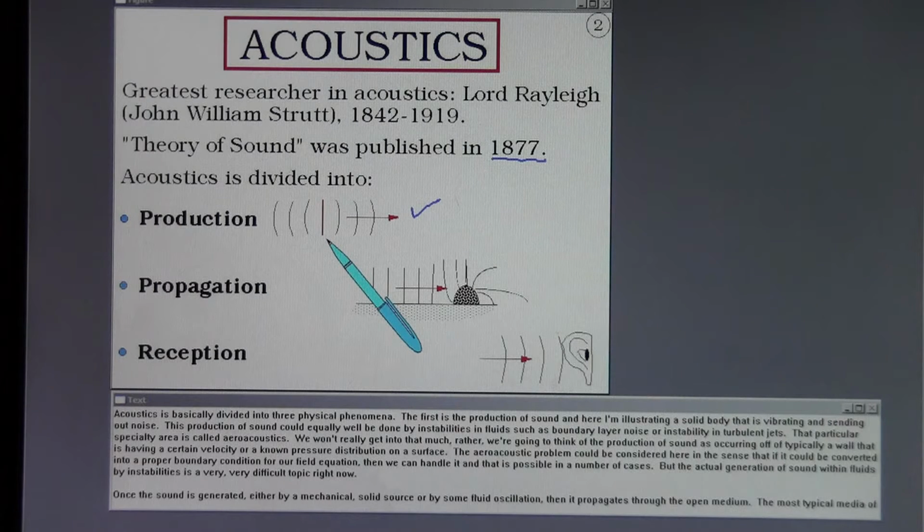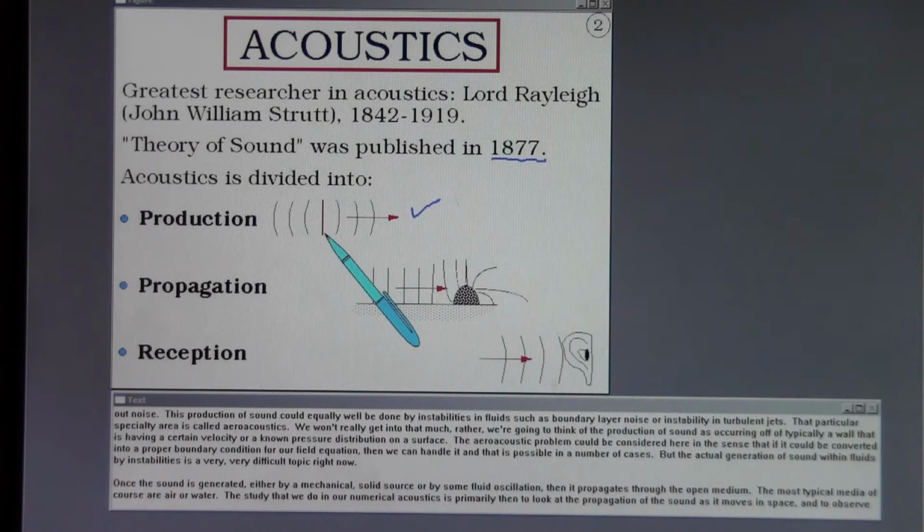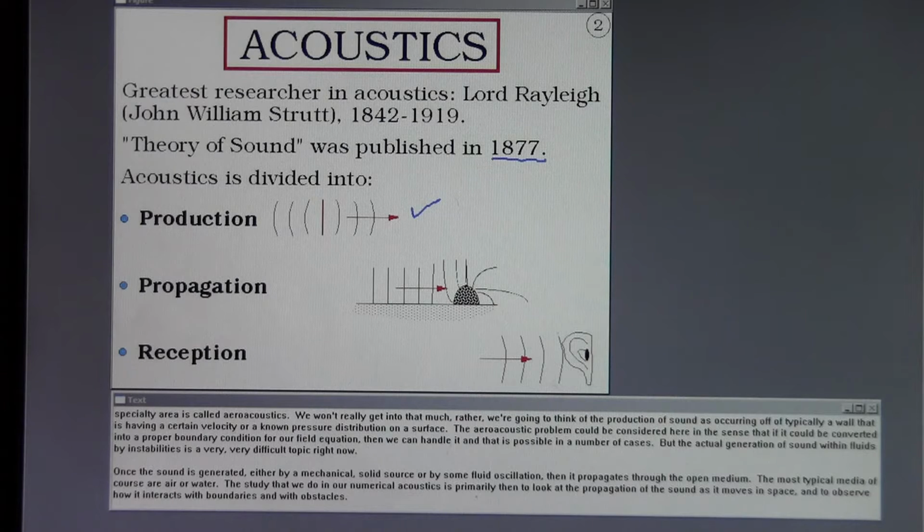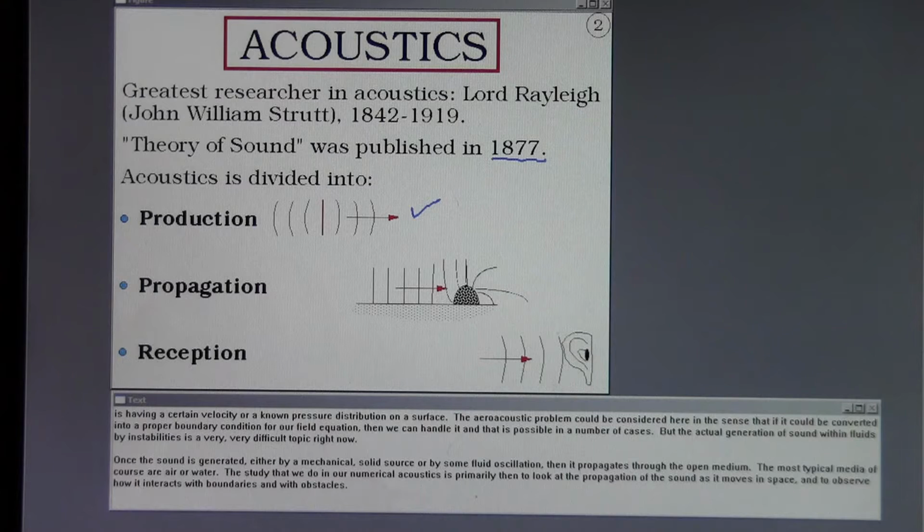Rather, we're going to think of the production of sound as occurring off of typically a wall that is having a certain velocity or a known pressure distribution on a surface. The aeroacoustic problem could be considered here in the sense that if it could be converted into a proper boundary condition for our field equation, then we can handle it, and that is possible in a number of cases. But the actual generation of sound within fluids by instabilities is a very, very difficult topic right now.